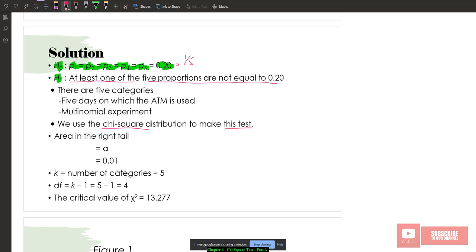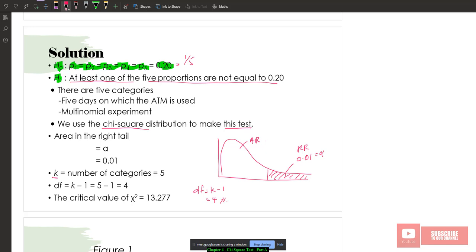So this is going to be a right tail test. If you look at the distribution curve, it should be a right tail test. The rejection area is 0.01. This is our alpha, this is our rejection region, and this is the acceptance region. So our K is equal to 5. So our degrees of freedom should be equal to K minus 1, which is equal to 4, right?